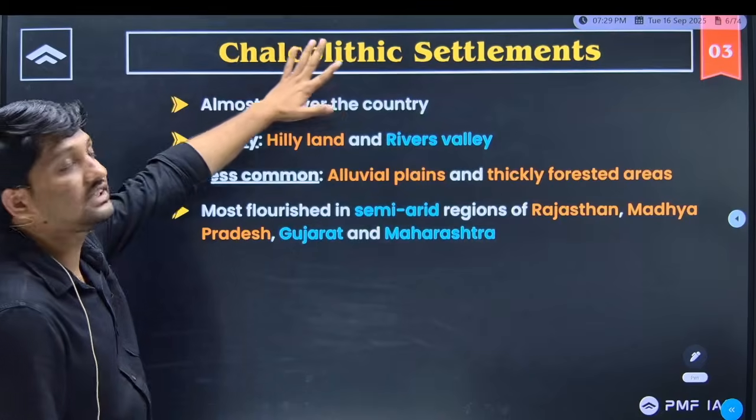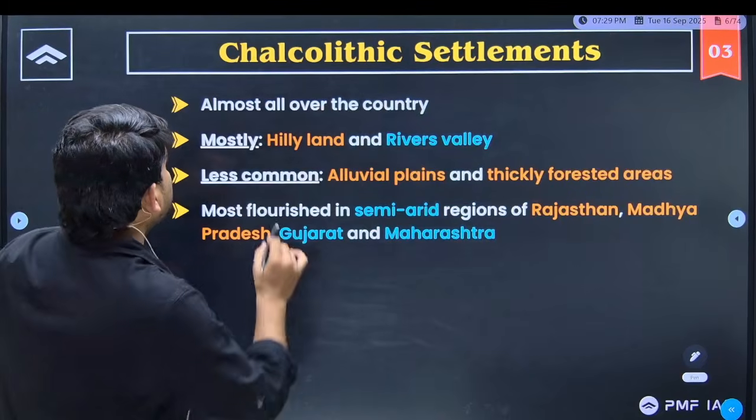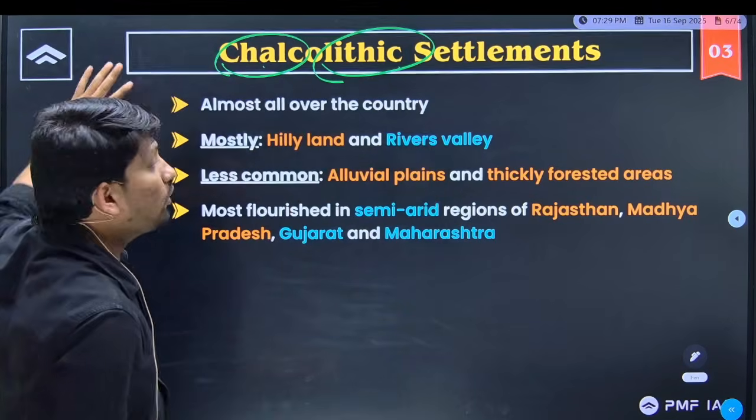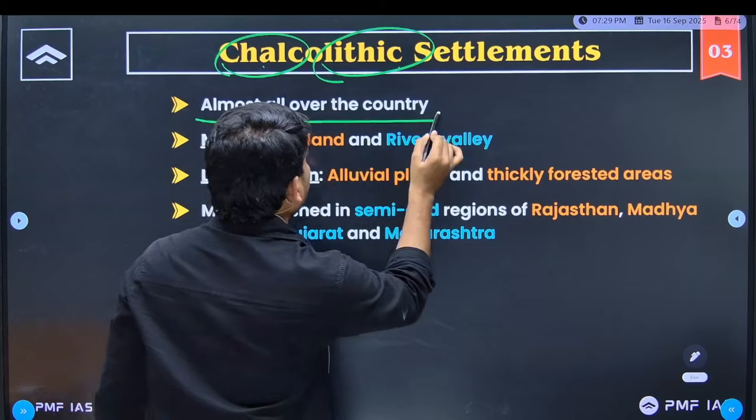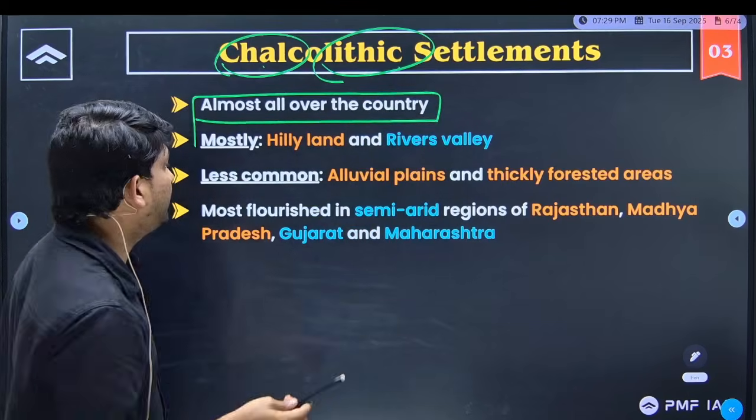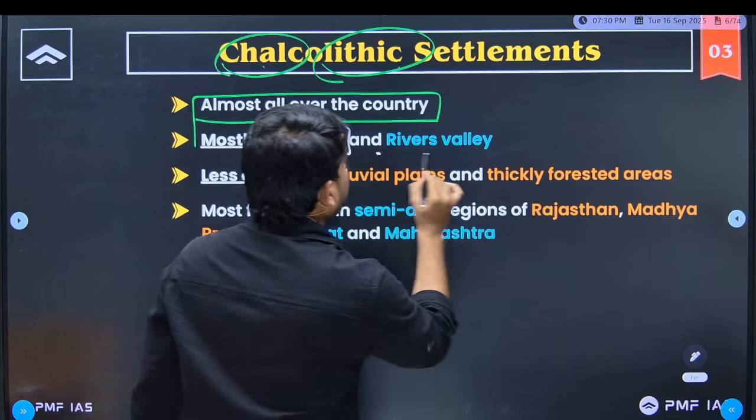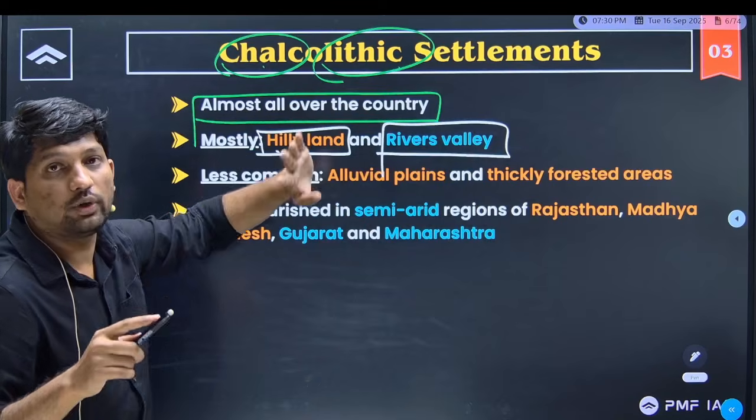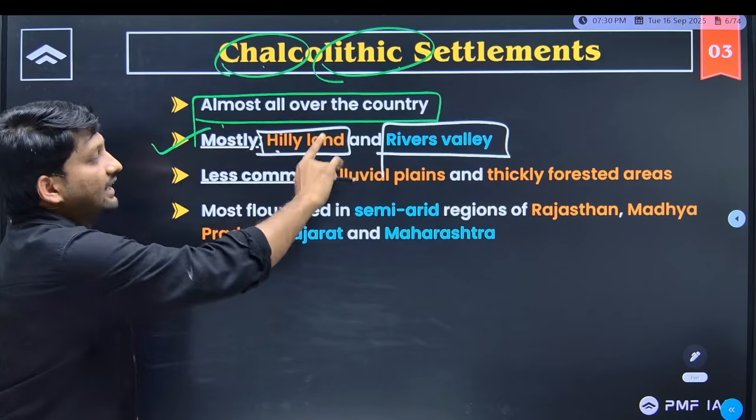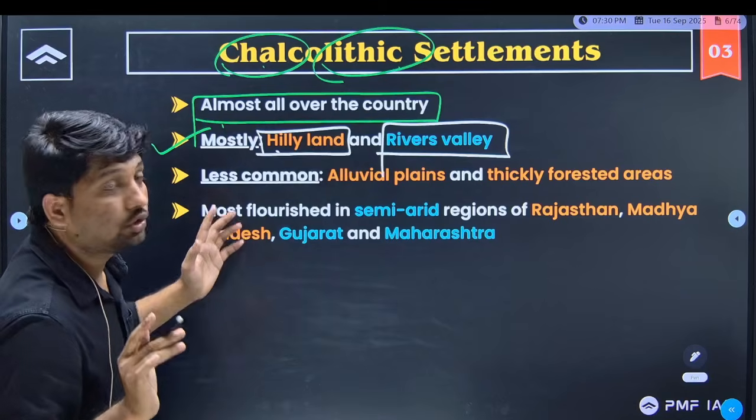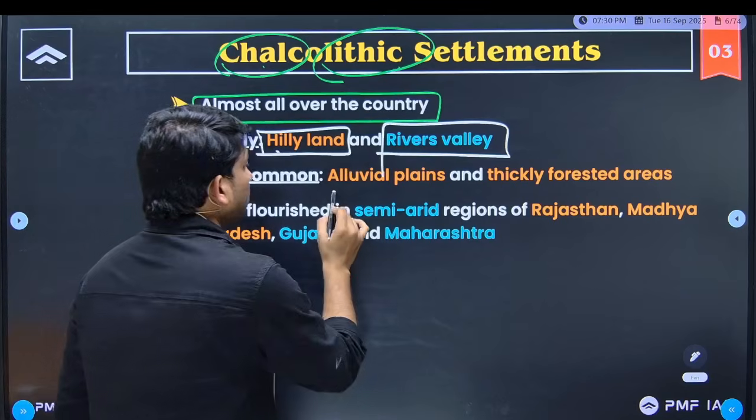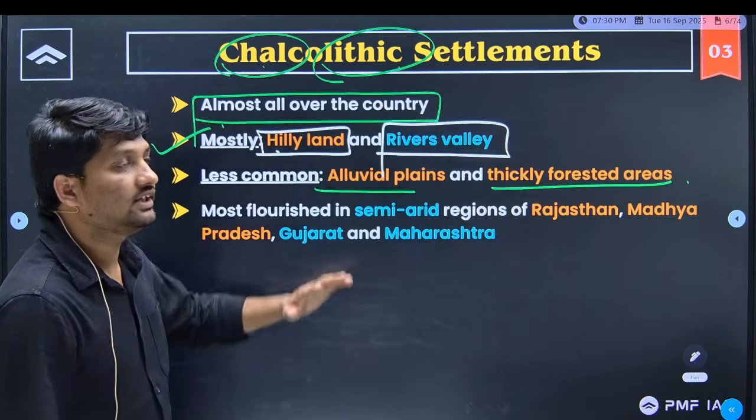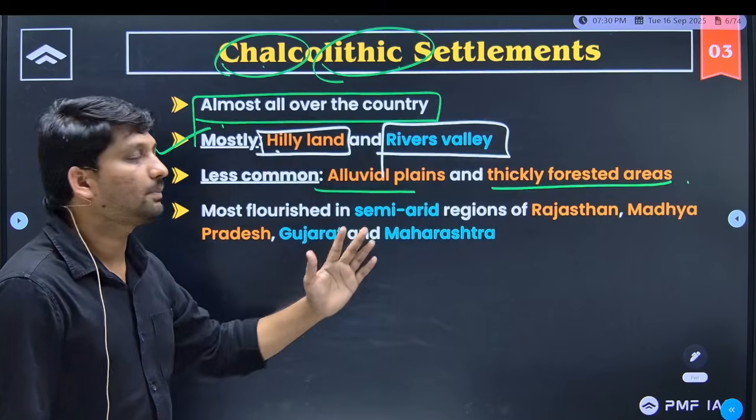So what is meant by these Chalcolithic settlements? These are settlements based on copper plus stone. We have already seen these are found almost all over the Indian subcontinent, but mostly concentrated in this hilly area and river valley. You won't find most of the settlements in alluvial plain or thickly forested area. And these mostly flourished in the semi-arid region of Rajasthan, Madhya Pradesh and Maharashtra.